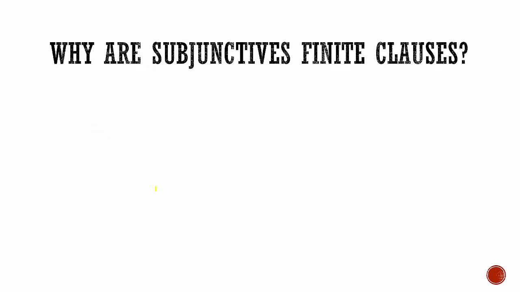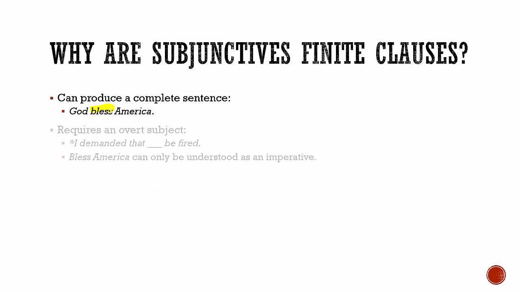So why do we think that subjunctives are finite? Well, because when we look at all the properties, they show them all. They can produce a complete sentence. Now, main clause subjunctives are fairly rare, like God bless America, and they're mostly fixed phrases, God bless America, God bless you, things of this nature. But we do have them, and they do give us complete sentences. So God bless America.